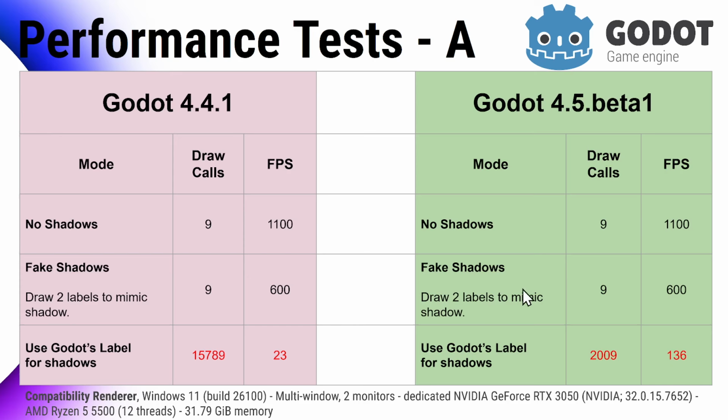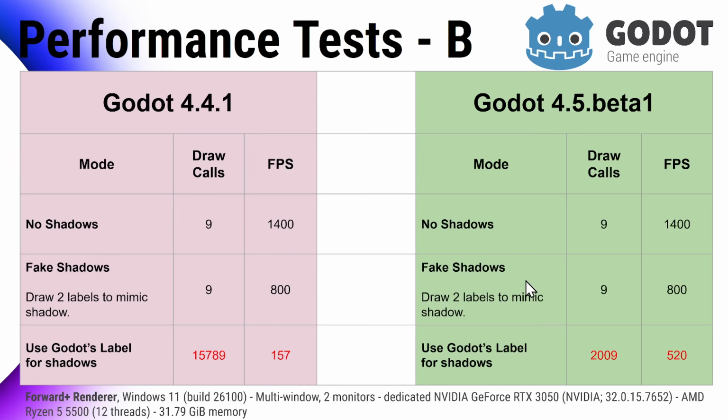Okay, but things get a little bit better on the forward plus. So I'm going to switch slides now. It's hard to tell, but this is test B, and now I say the forward renderer here, right? And again, no shadows and fake shadows are basically the same amount of draw calls. FPS wise, you get better FPS using the forward plus renderer. So Vulkan is better than GLES3.